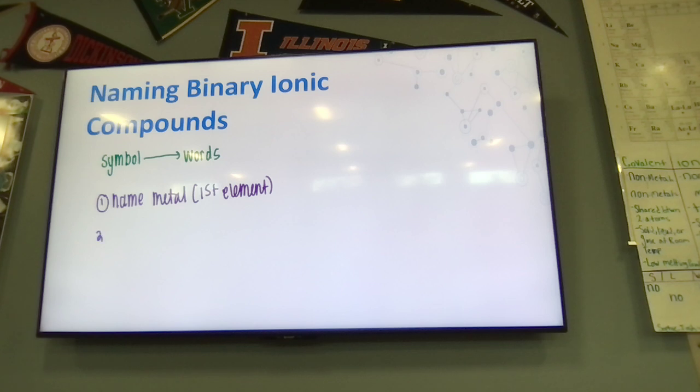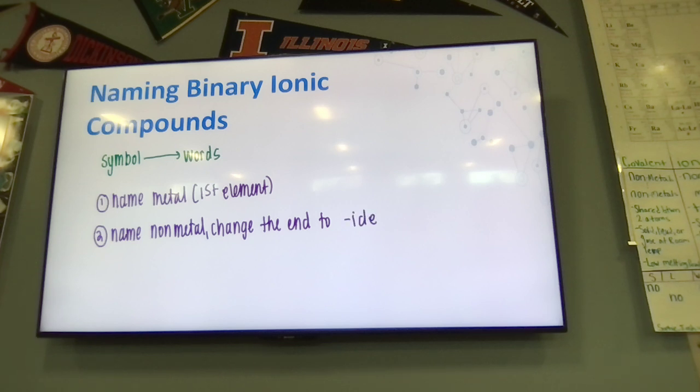The second thing is you're going to name the nonmetal. They are two separate words. We don't combine it into one. So you name the metal, put a space, and then we name the nonmetal, but we change the end to be IDE.